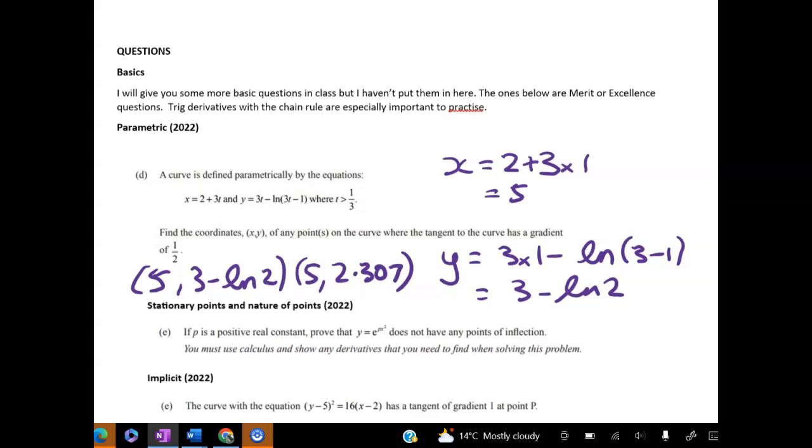That's a question where we just have to do the first derivative. That's a merit question. Once we get to doing the second derivative, we're usually up to an excellence question. So I'll do an example of a second derivative parametric in the next video.